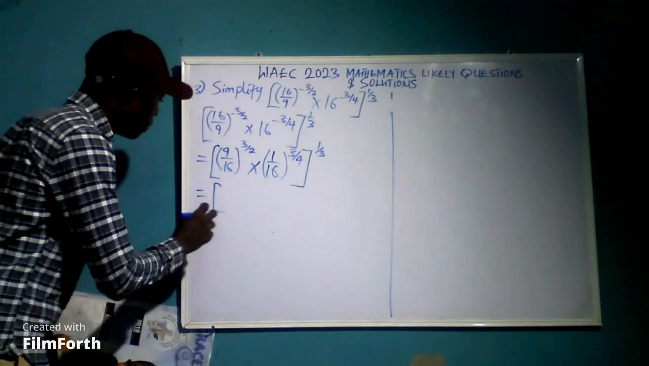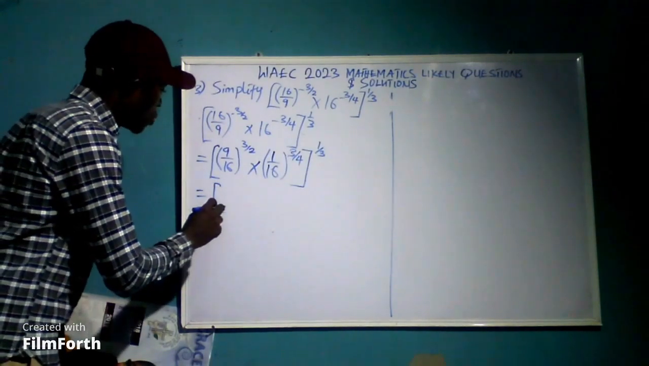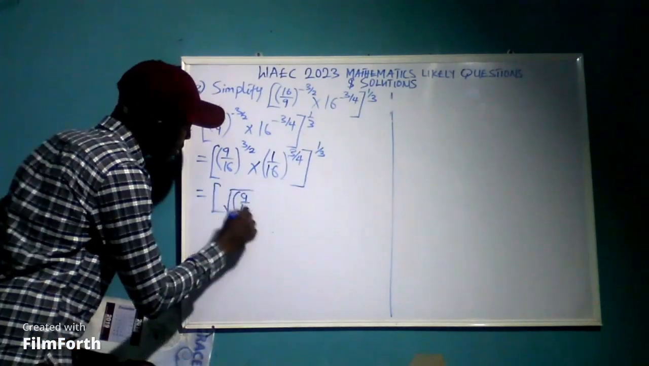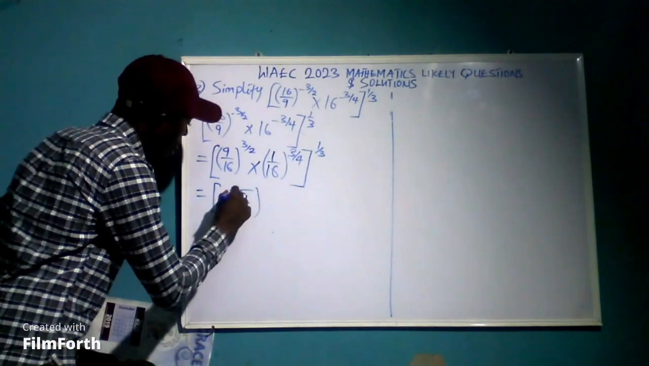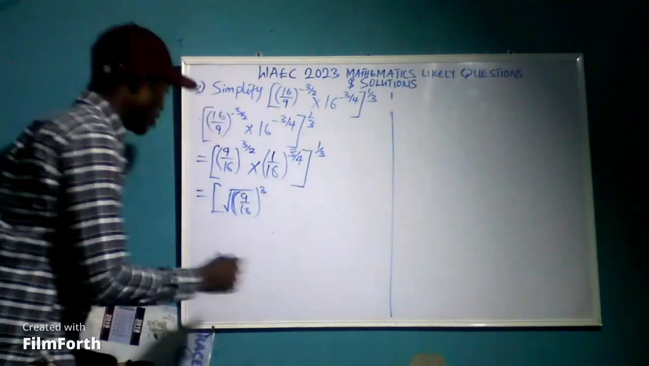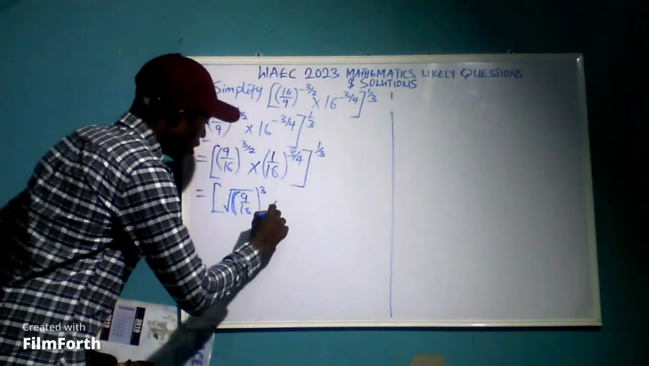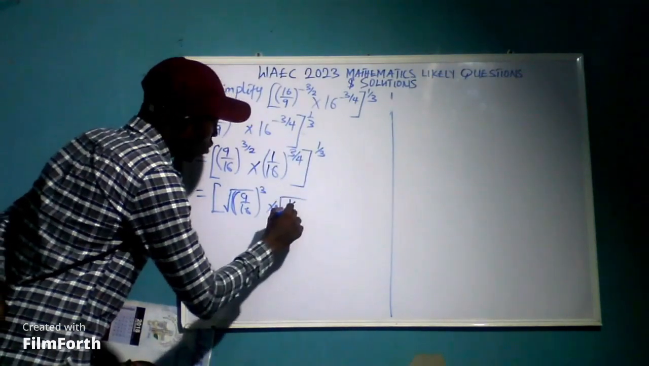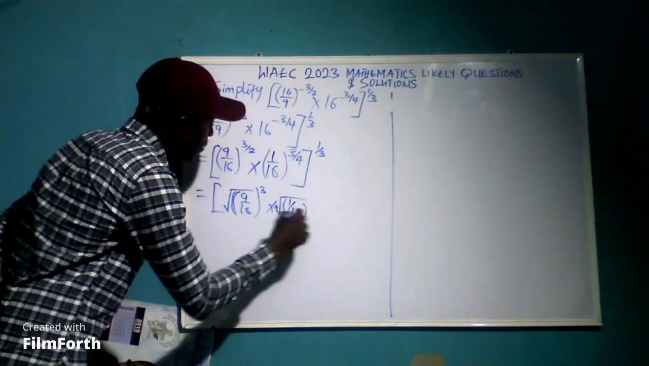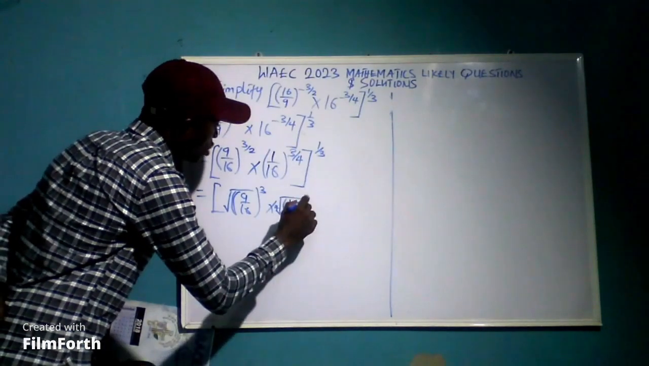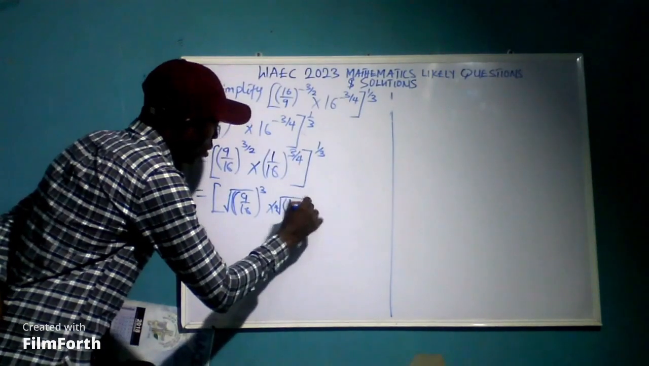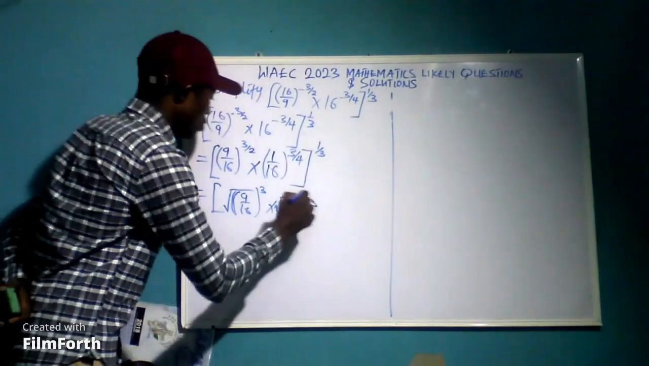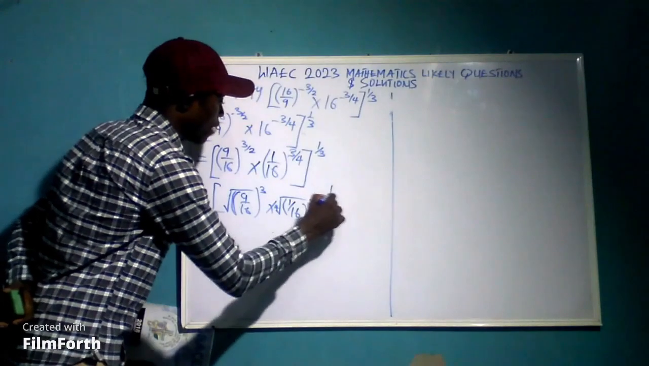9 all over 16 raised to power 3 over 2 to be written as the square root of 9 over 16, everything raised to power 3, times the fourth root of 1 over 16, everything raised to power 3. Okay, so everything is put into the bracket raised to power 1 over 3.